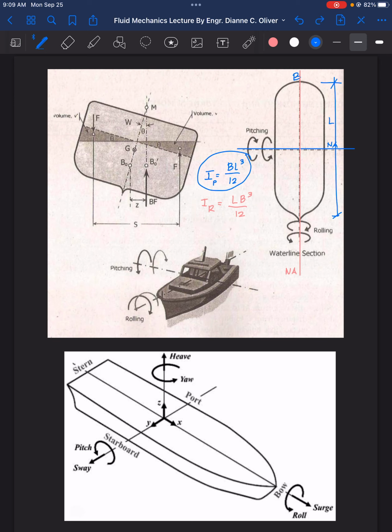So what are we going to solve now? Of course, we will solve the one with less stability in order to find the greatest, the maximum values. In order to get the maximum value of forces, we will go to the one with greater instability, which is this one. So we will solve for the moment of inertia using the I for rolling.